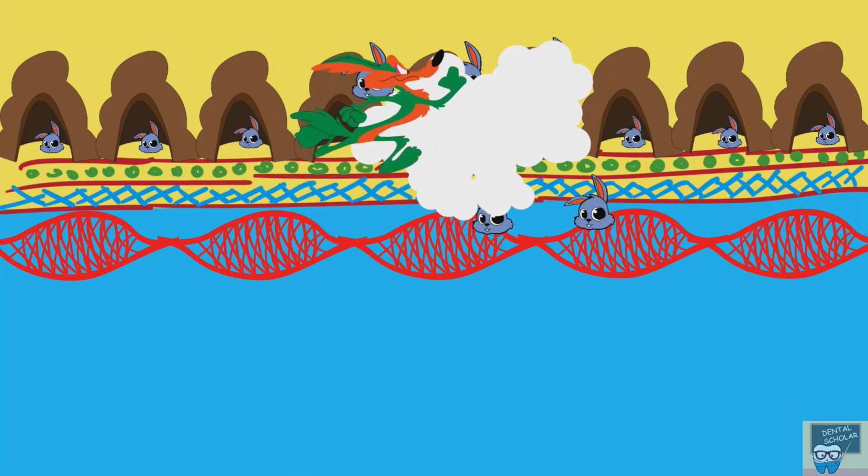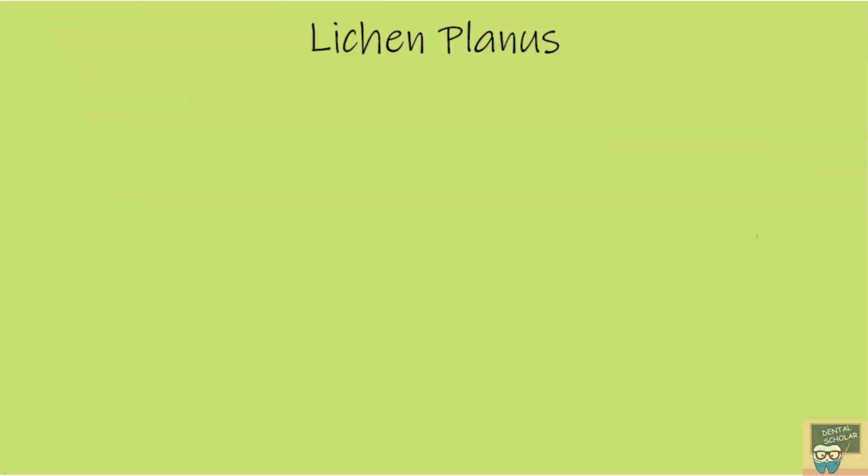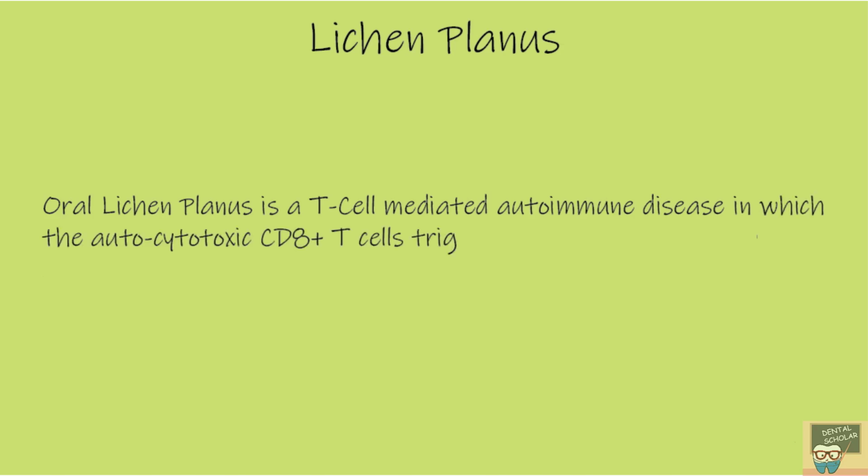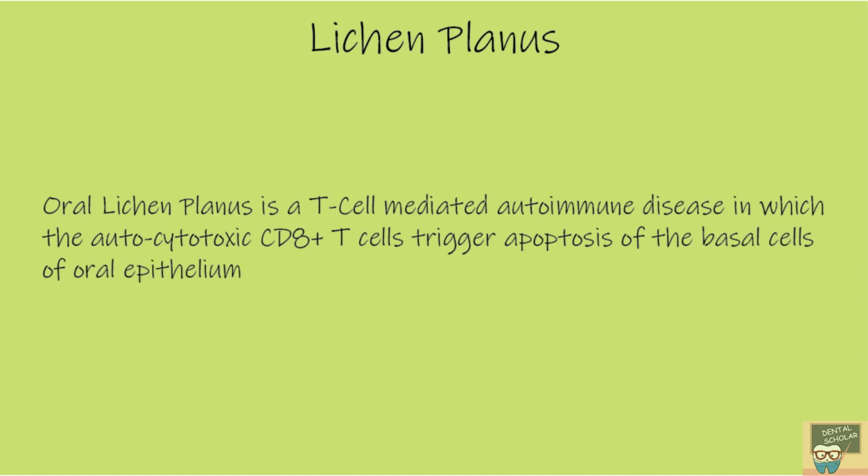basement membrane. So you may say that oral lichen planus is a T cell mediated autoimmune disease in which the auto-cytotoxic CD8 positive T cells trigger apoptosis of the basal cells of the oral epithelium. So that was all about the etiology and pathogenesis of oral lichen planus.